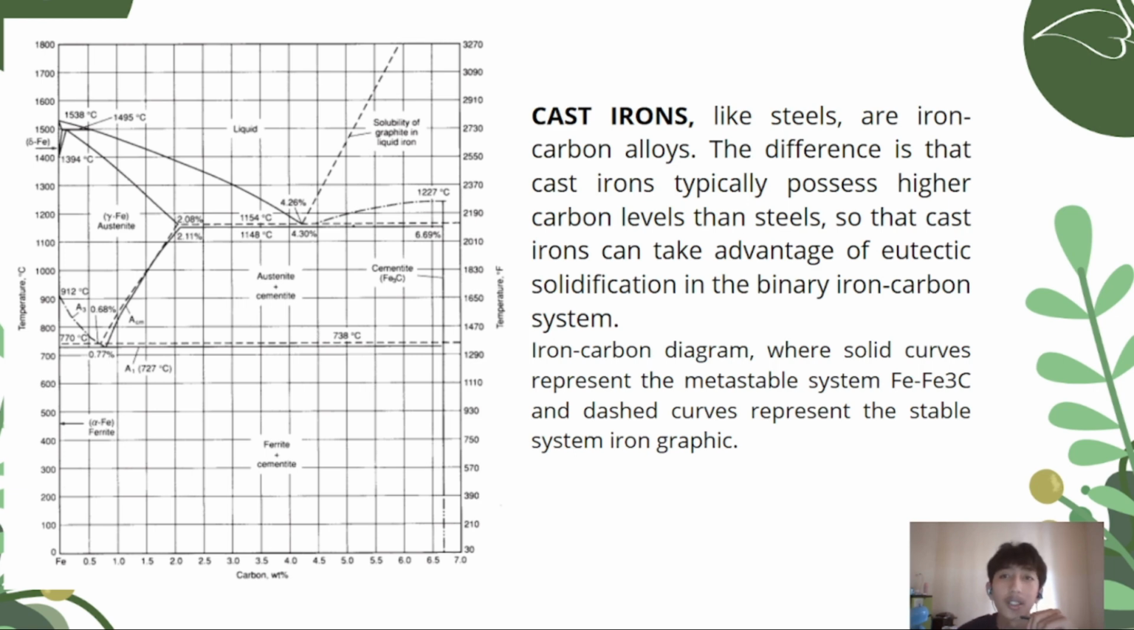Cast irons, like steels, are iron-carbon alloys. The difference is that cast iron typically has higher carbon levels than steels, so cast iron can take advantage of eutectic solidification in the binary iron-carbon system. In the iron-carbon diagram, the solid lines represent the metastable system, Fe3C, and the dashed lines represent the stable system, iron-graphite.